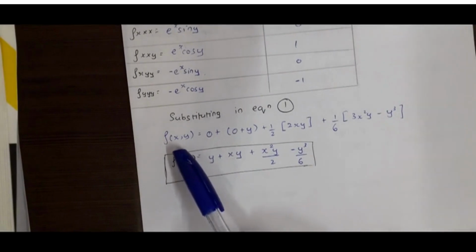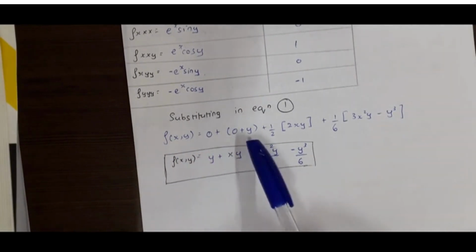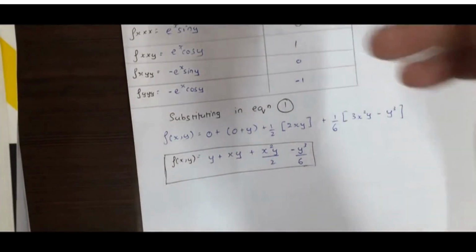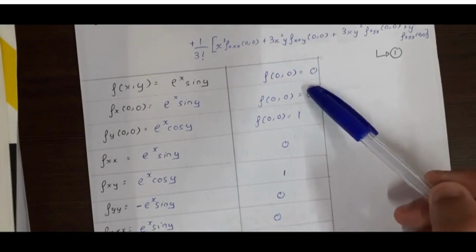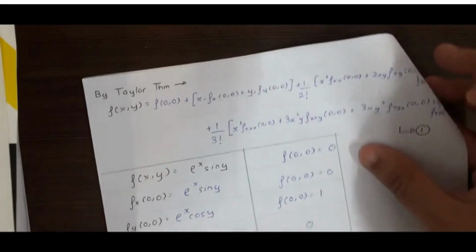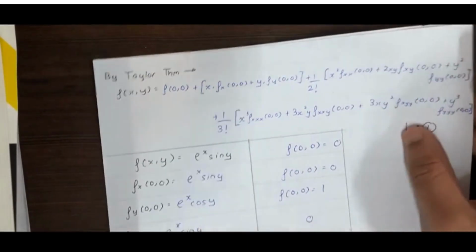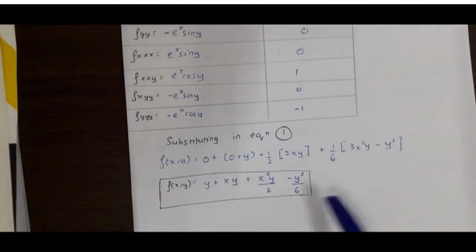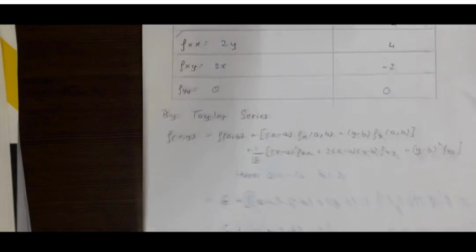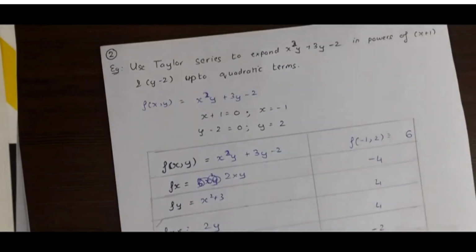On substituting it, you'll get f of x comma y equals 0. And then whatever you have, so your f of x of 0, 0, which you know is going to be 0, as you can see up here, your f of x of 0, 0 is 0. So that's what you substitute up here. So it's x times 0. Like that, on substituting everything and solving, we'll get this as your value. Moving on to the next question.